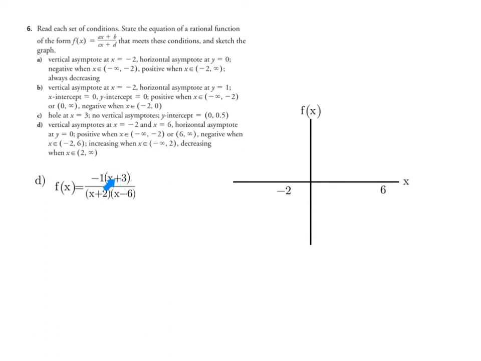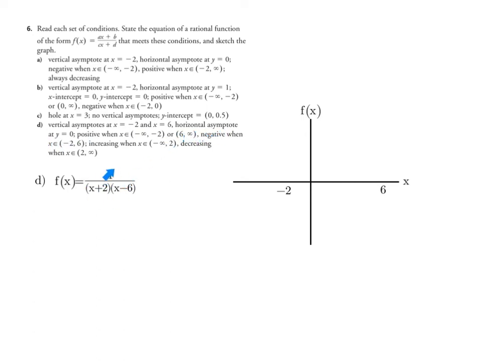I got to take that right out. It's got to be 0x plus something. So let's just say 1 over (x plus 2)(x minus 6). Let's see how that goes. Vertical asymptotes at x equals -2 and x equals 6. Yep, that's true. Horizontal asymptote at y equals 0.